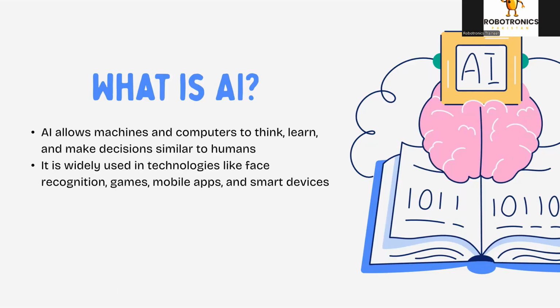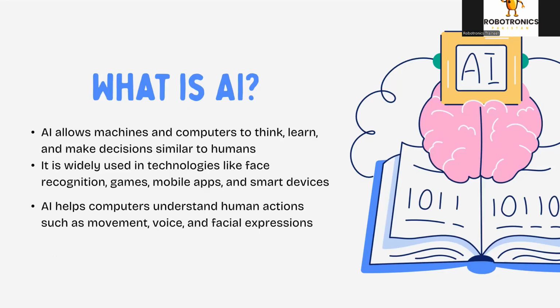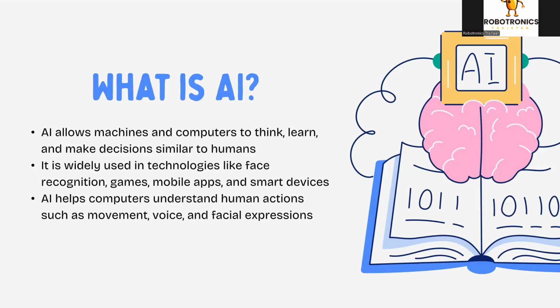So as we already saw in our game, we are going to use AI to detect my face, and this is going to help to track my face features. AI helps computers understand human actions such as movement, voice, and facial expressions. So this is about AI. Now we are going to discuss the working principle of our game.